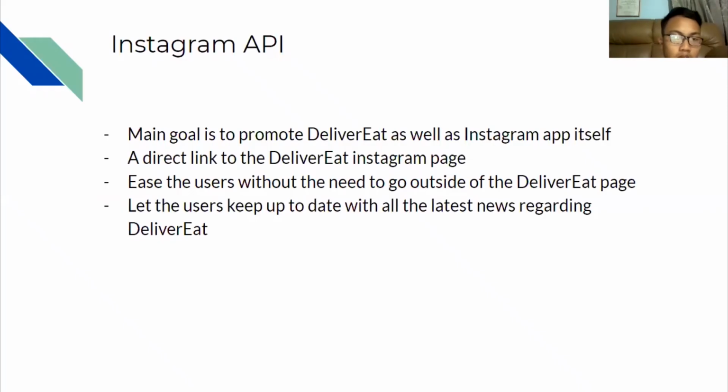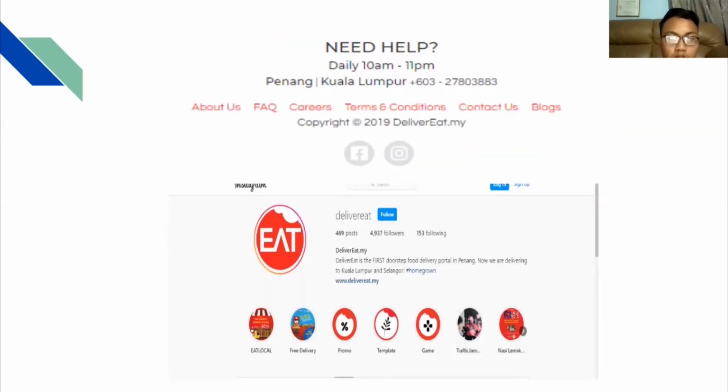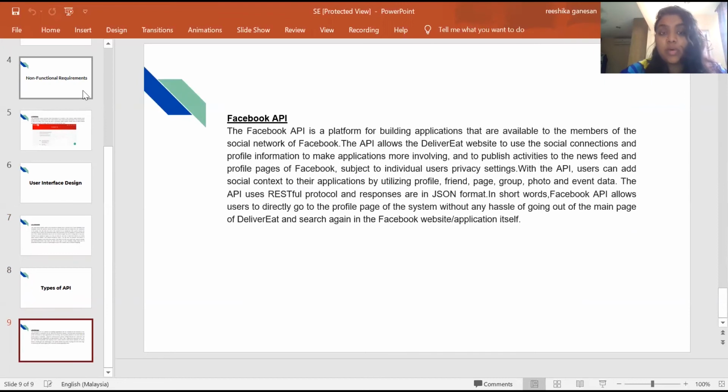Instagram API. For the API, it will provide a direct link to the DeliverEat Instagram page. And this will ease the user without the need to go outside of the DeliverEat main page. And these are the examples of the interface for the Instagram API in the DeliverEat page and the direct link for the Instagram DeliverEat page.